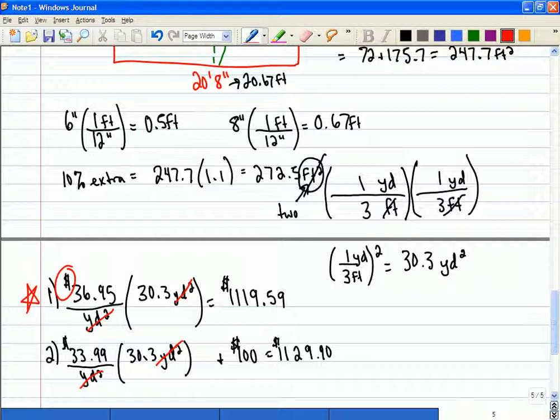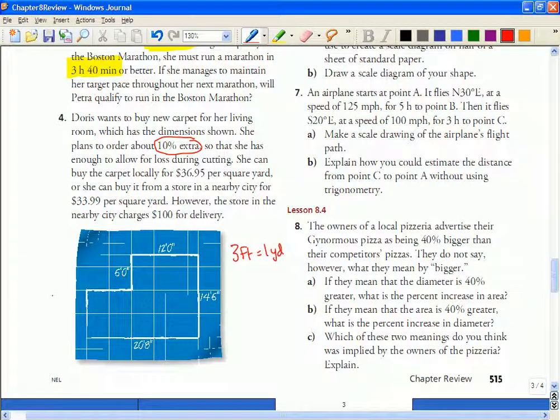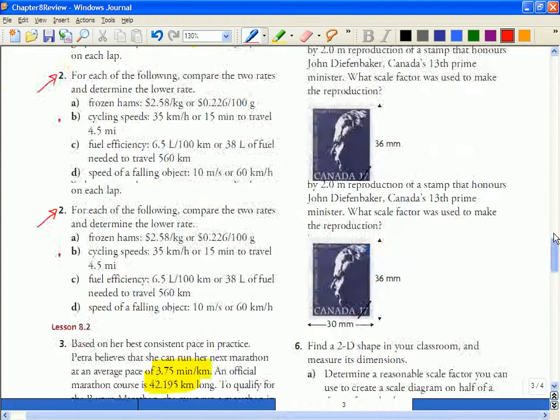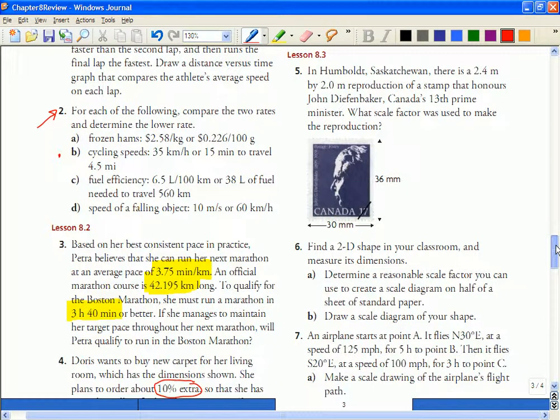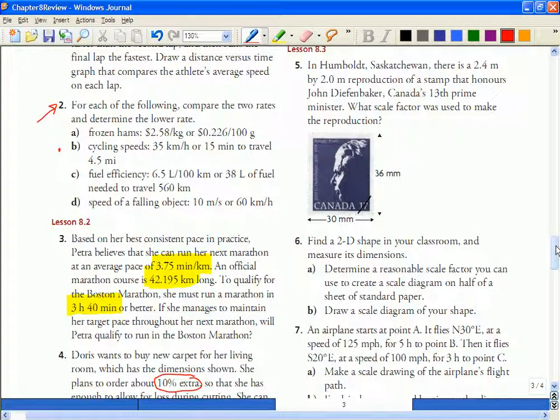Okay, so I want to shift now from our converting units into rates into our scale diagrams. So let's switch over. If you're taking your notes, you may want to kind of section it off here. So here's one that says, in Humboldt, Saskatchewan, there is a 2.4 meter by 2 meter reproduction of a stamp that honors John Diefenbaker, Canada's 13th Prime Minister.